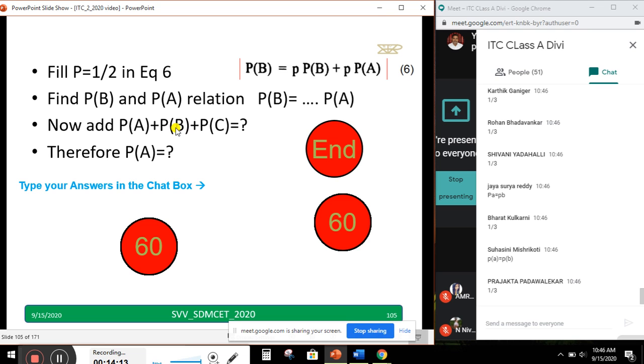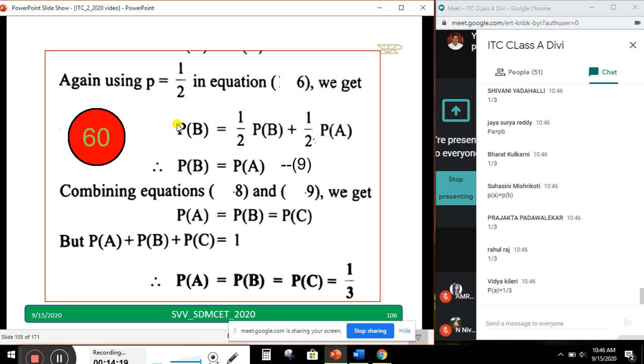So I'll show you the slide. You can cross verify. Those who have not done, they can copy also. Rahul Raj, 1 by 3. Vidya Kalkeri, P of A equal to 1 by 3. Correct. Now, go through. I'll give you 1 minute time. Just see the steps. If your answer is also the same, well and good. If it is different, you can copy down.